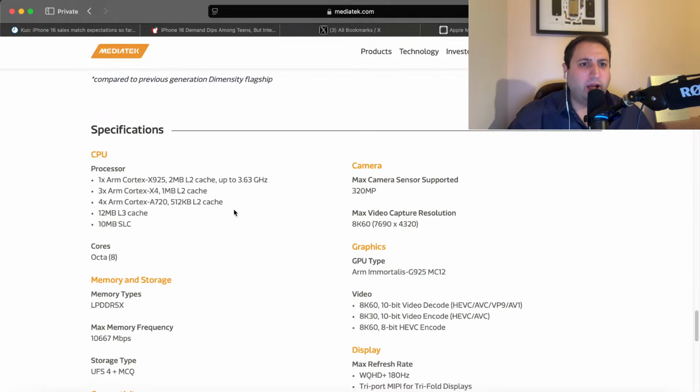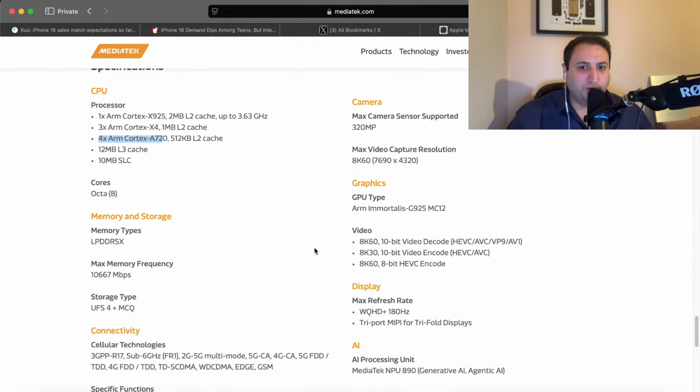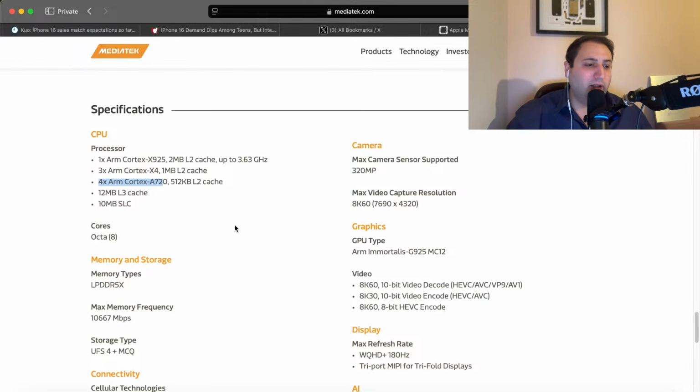Definitely kudos to them. Now, they are utilizing a lot of basically off-the-shelf ARM parts. Every design here is basically an ARM design: the Immortalis GPU, the Cortex A720, the Cortex X4, the Cortex X925. But of course, integrating it all into one comprehensive package is still a feat of engineering. It's definitely not as impressive as a from-the-ground-up product like what Apple does, but they also have much lower budgets to work with.